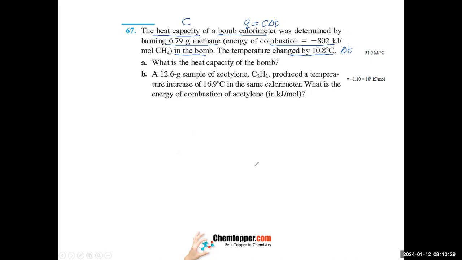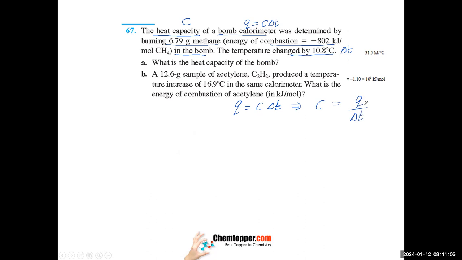What's the heat capacity? Heat capacity is not given. Delta T is given. Is Q given? No, Q is also not given. So I will use this equation: Q equals C delta T. Not H, sorry, delta T, the change in temperature. I'll rearrange the equation. C is Q over delta T.